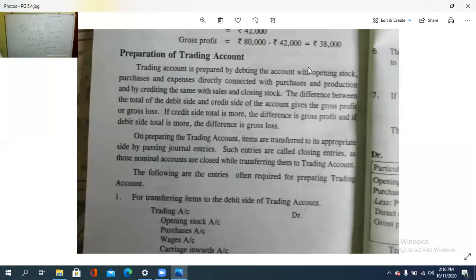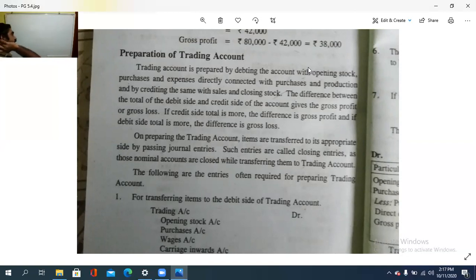Next is how a trading account is to be prepared. Trading account is prepared by debiting the account with opening stock, purchases and expenses directly connected with the purchases and the production, and by crediting the same with the sales and the closing stock. The difference between the total of the debit side and the credit side of the account gives the gross profit or the gross loss, as the case may be. If the credit side total is more, the difference is gross profit, and if the debit side total is more, the difference will be gross loss.